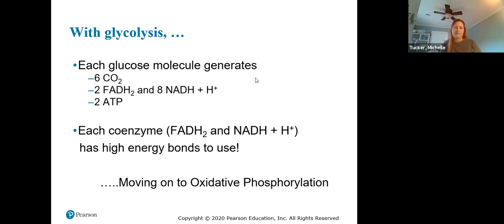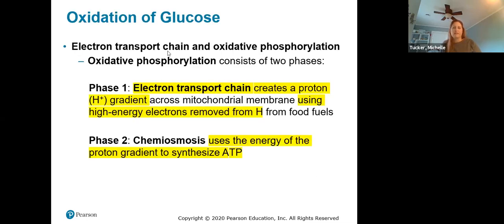Okay, but we do have FADH2 and NADH plus H to use. So where are those used? Okay. So the electron transport chain in oxidative phosphorylation has two phases. The first phase is to create a proton gradient using these high energy electrons in the hydrogen atoms. And then the second phase is going to use that gradient to synthesize ATP.